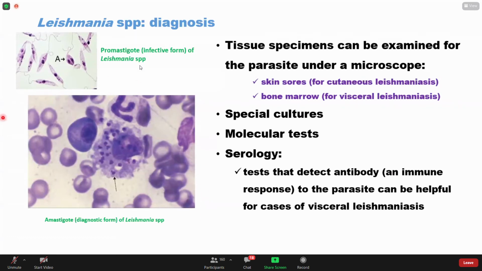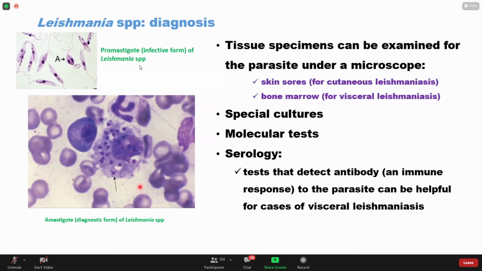And when we culture, the form that we see are the promastigotes, okay? So if we see the promastigotes growing from the sample you send to the lab, it's diagnostic. We can also look out for specific genetic materials using molecular methods. And since there are parasite-specific antigens to which the body produces antibody, serology may also help us in diagnosis.